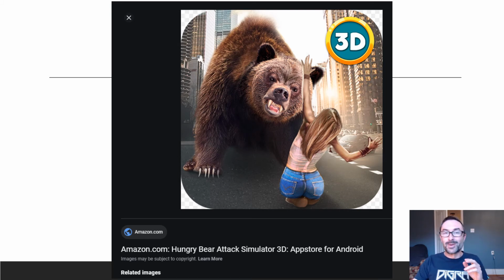I really like this thing that I found. I don't even remember what I was searching, but I found this on Amazon. Hungry Bear Attack Simulator 3D. Right? This is a commodified version of nature that I wouldn't mind experiencing. I don't want an actual grizzly bear encounter or hungry bear encounter, but I'll take one in virtual reality, I guess. I don't ever want to see a bear this close in real life.